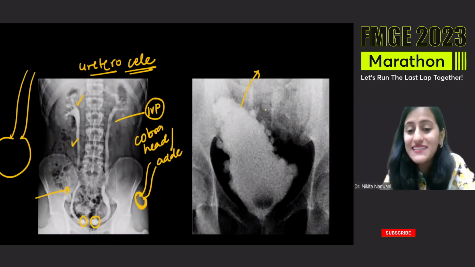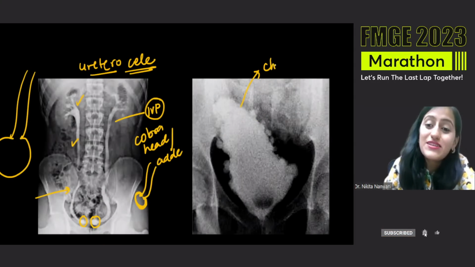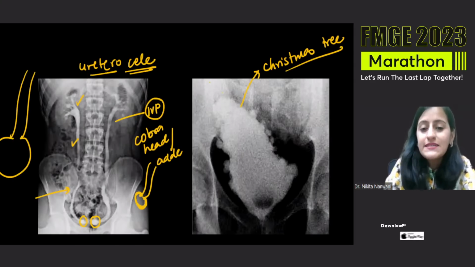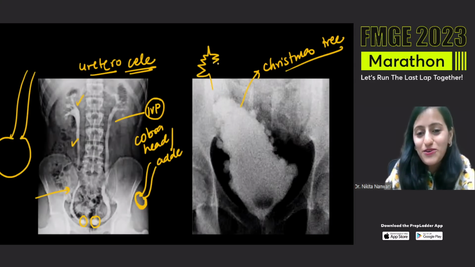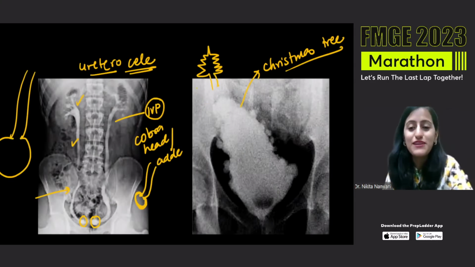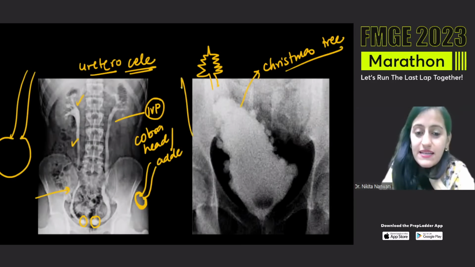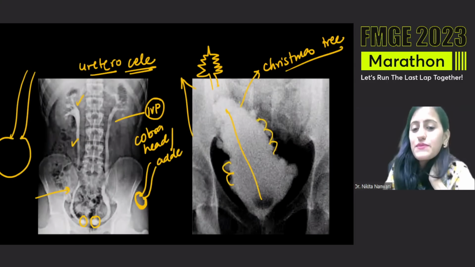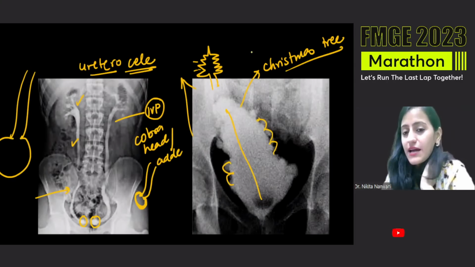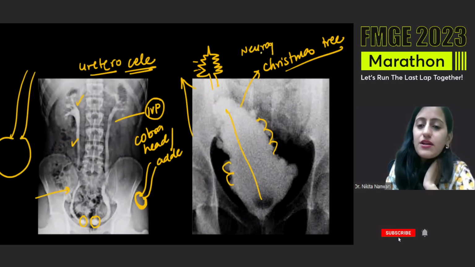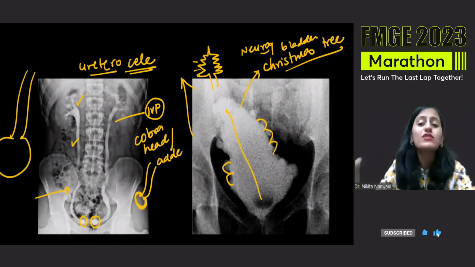Very good, Kundan. That is the Christmas tree appearance. So on Christmas Eve, we have the Christmas tree appearance. Christmas tree is basically the elongated bladder with a lot of diverticuli that we see. This is seen with neurogenic bladder. Neurogenic, the tone is affected.